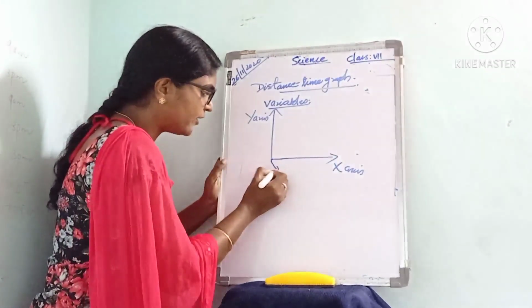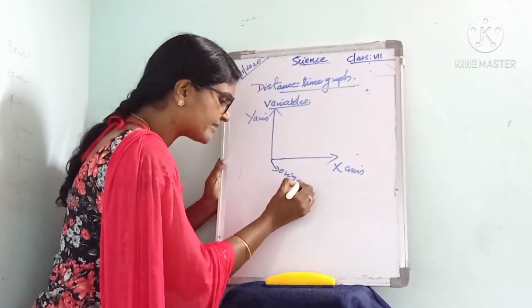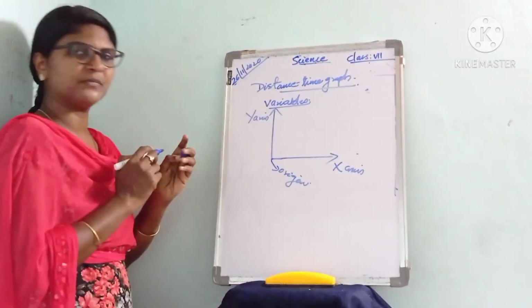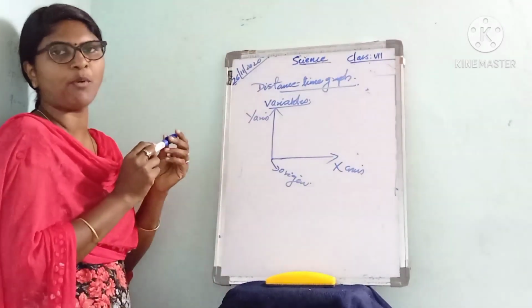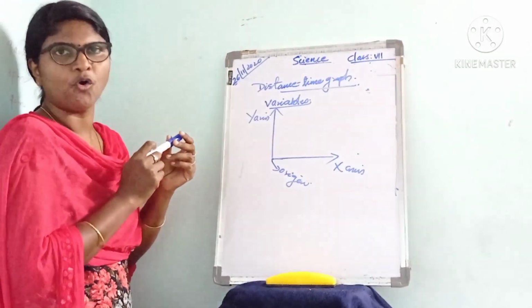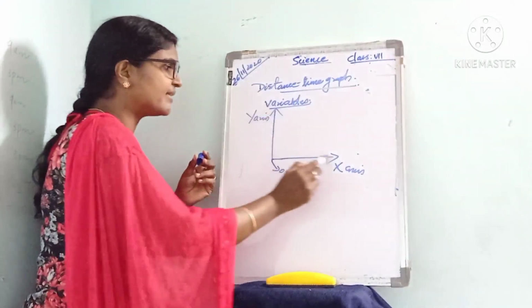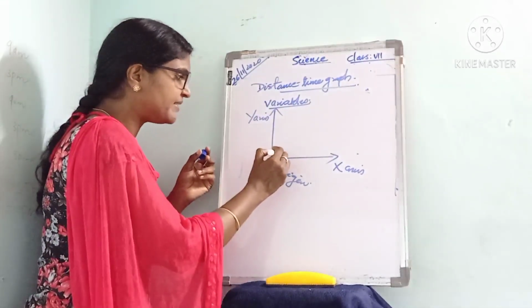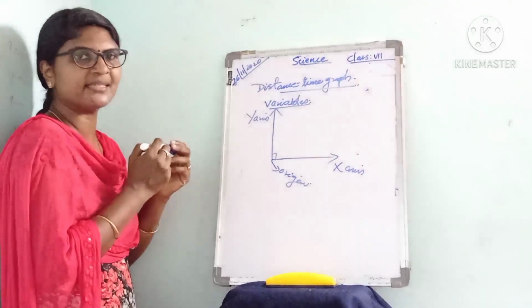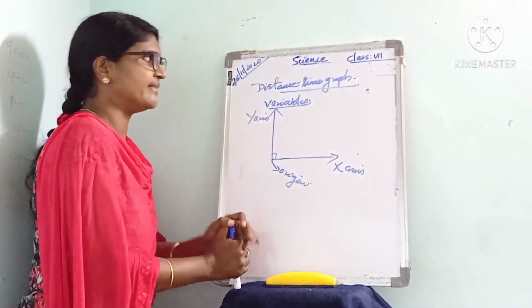This point is called the origin. The x-axis and the y-axis meet at a point, and that point is called the origin. And these 2 axes are perpendicular. The angle between them is 90 degrees. These 2 axes are perpendicular to each other.